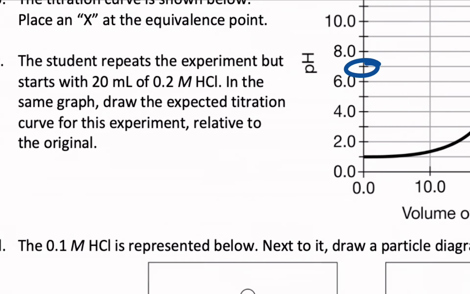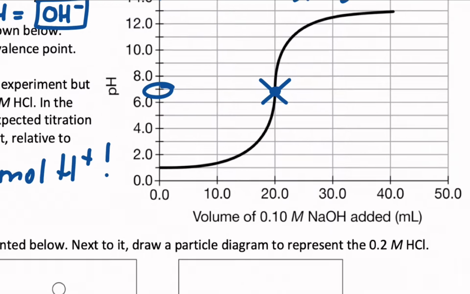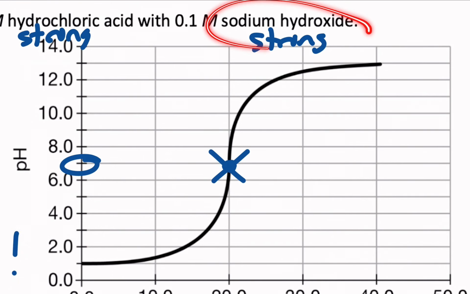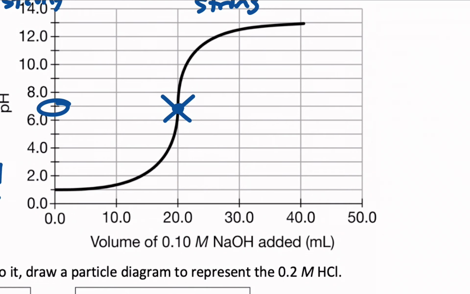C, the student repeats this, but they start with 20 milliliters of twice the molarity of HCl. On the same graph, draw the expected titration curve. Well, if they double the molarity, you're doubling the moles. So now it's 2 times the moles of H+. That means I'm going to need twice as many moles of the sodium hydroxide. Same molarity, so that means I need twice the volume. So my new titration curve is going to have an equivalence at 40 mLs. It's going to require double the volume.